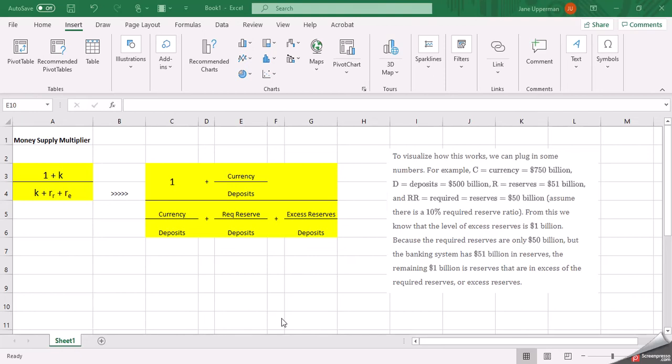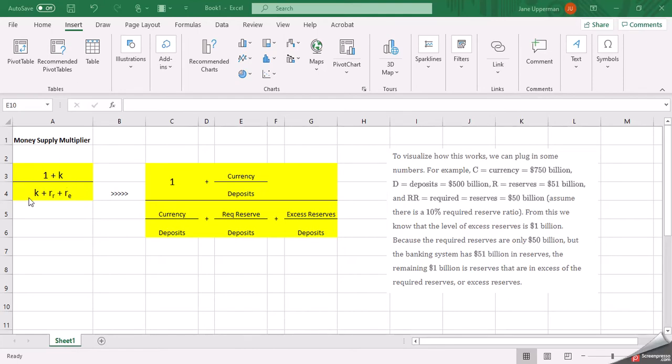Okay, this is a video of the money supply multiplier. You'll find this information on pages 231 through 233 of chapter 10, the money supply process, in your textbook. But I feel like as I read through that, it's very confusing. So sometimes I think it helps to have it mapped out a little more simply.